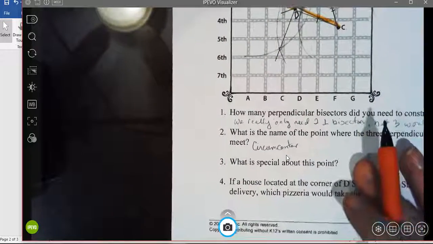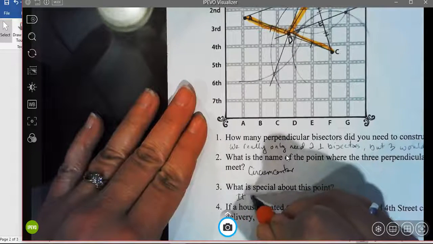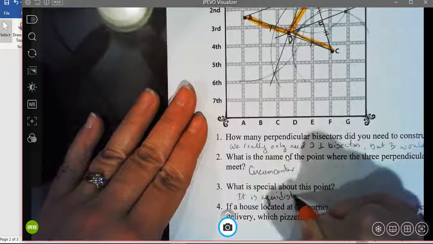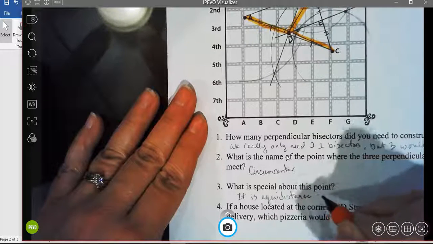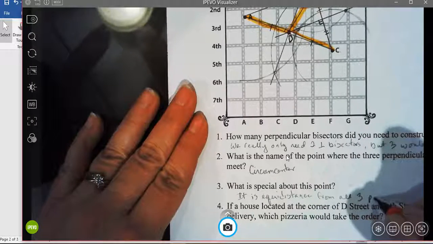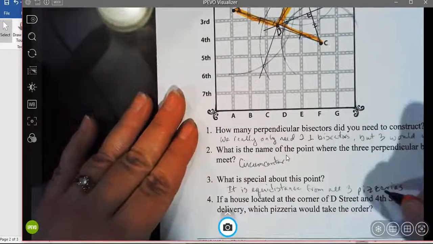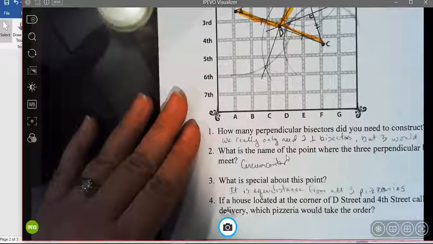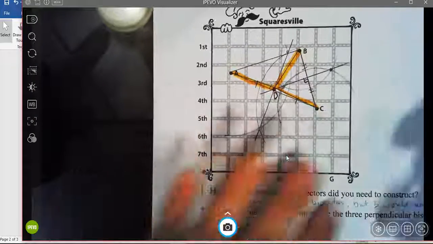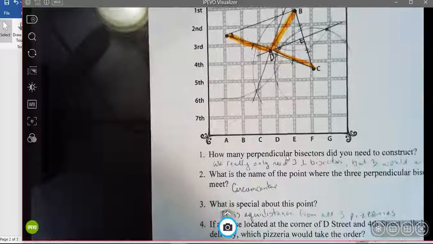So what is special about that point? Well, we just talked about that. It is equidistant from all 3 pizzerias. Okay, that looks like it's supposed to be an A, right? Or is it supposed to be an E? No, it's supposed to be an E. That's right. Okay. Pizzerias.